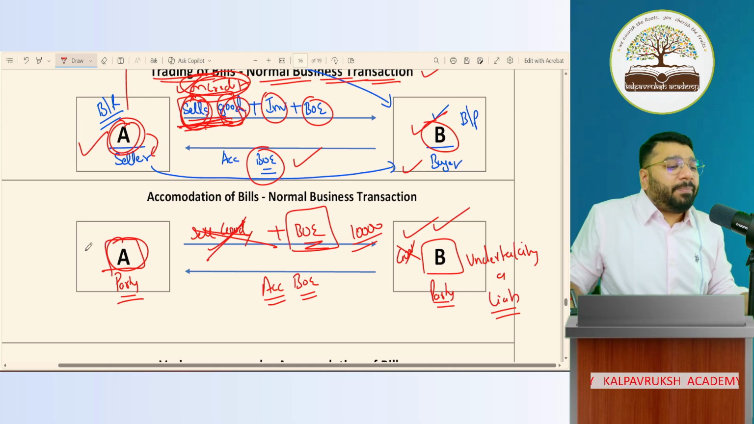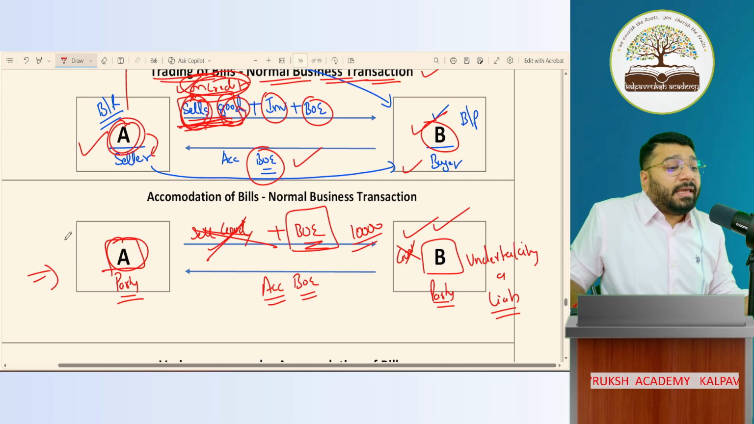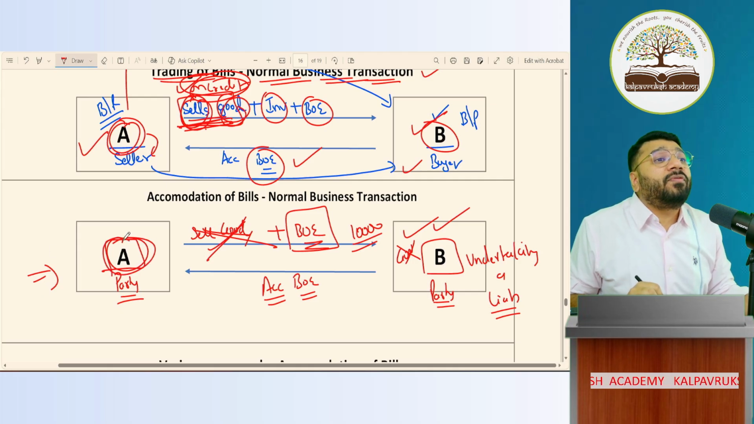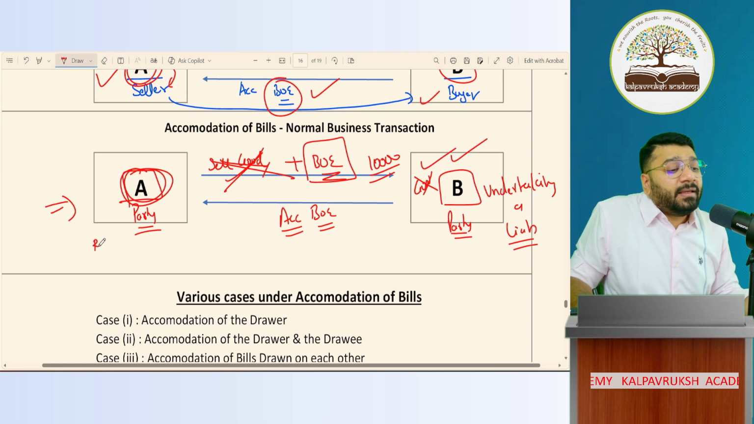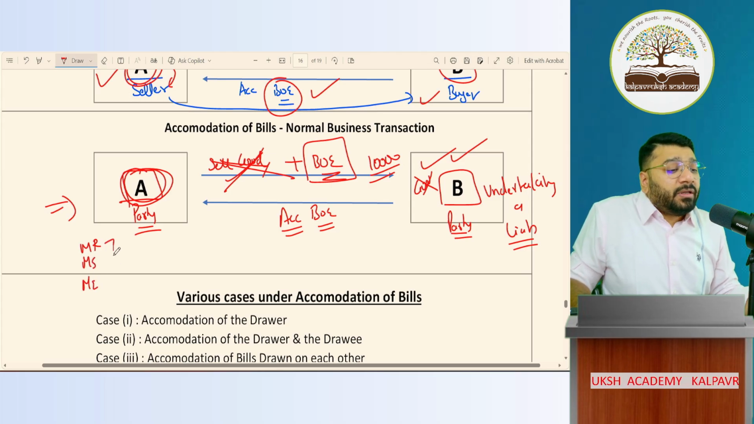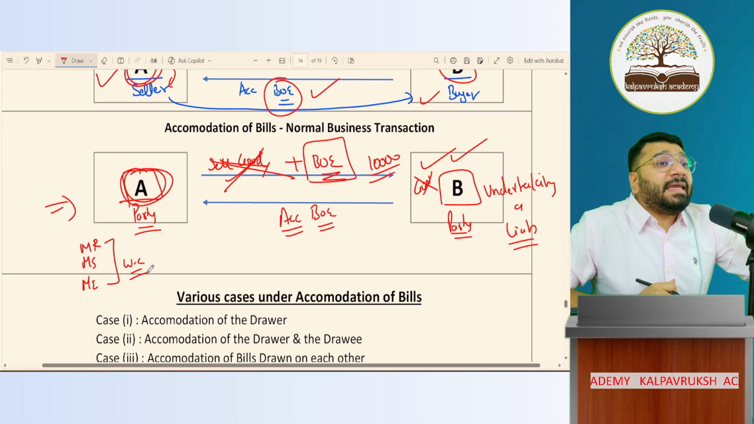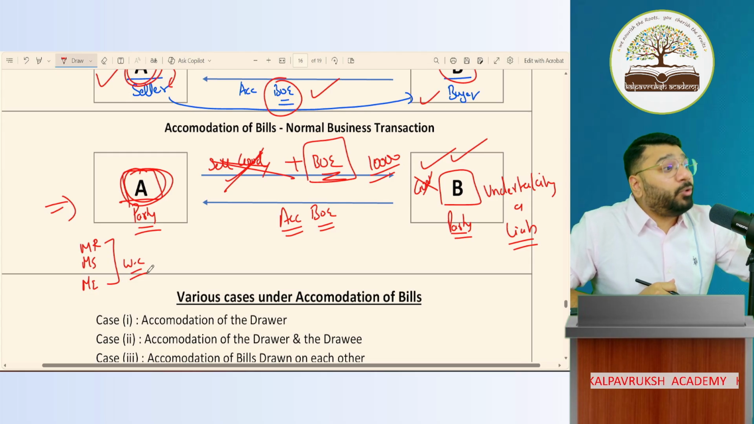The ultimate purpose behind this is short-term self-financing. Means what? A is in urgent need of money. Why does he need money? Because he has to pay his monthly rent. He has to pay his monthly salary. He has to do a lot of monthly expenditure. All this is called WC. WC stands for working capital. What is working capital? Working capital is the day-to-day money that I require to run the business.